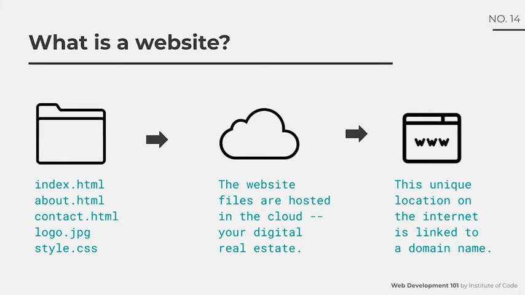This is a bit of a visual representation. On the left-hand side, we've got our website folder. That might contain things like your index.html, that's your home page. Maybe it has another page for about and contact. We've got a logo.jpg. We probably have some other images as well, but to keep it simple. And we might have a style sheet, style.css. We take that folder of text files and images, and we host it in the cloud.